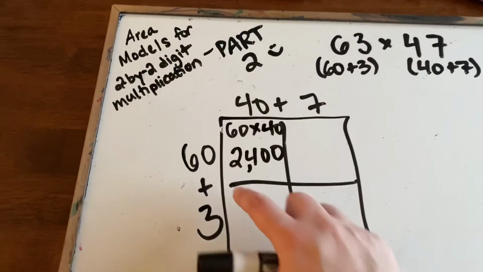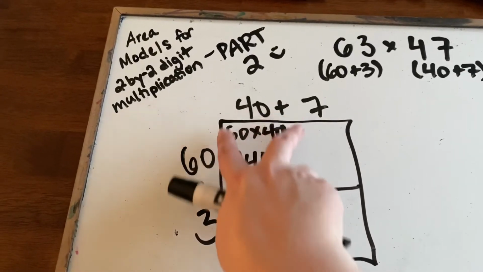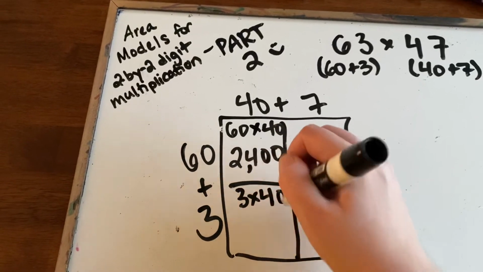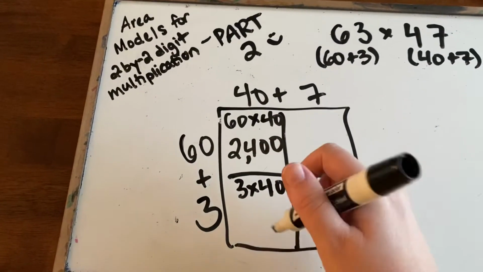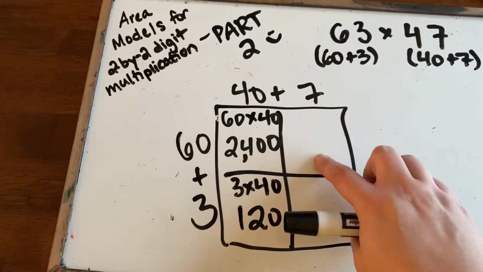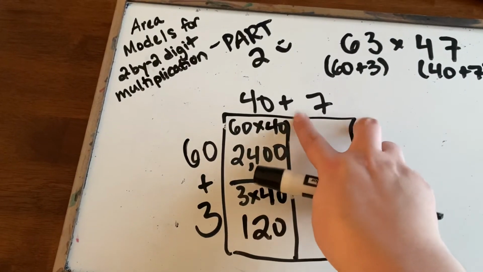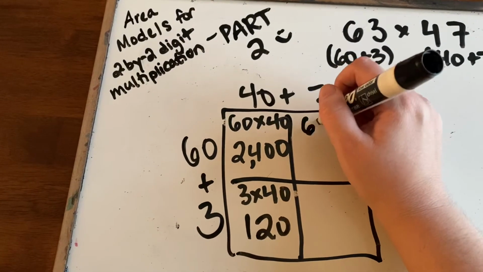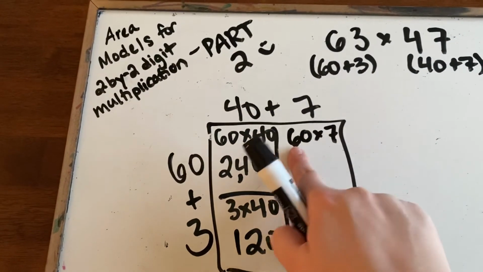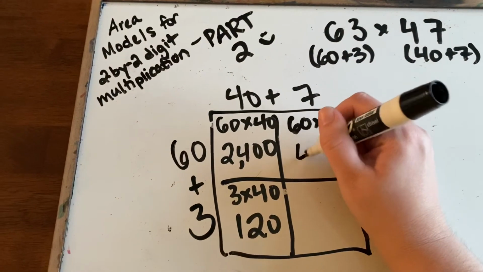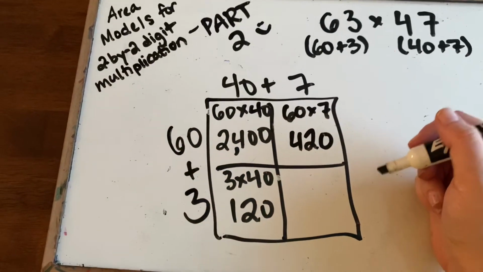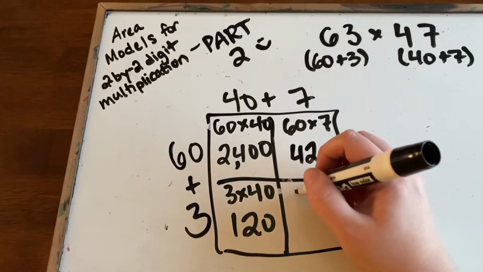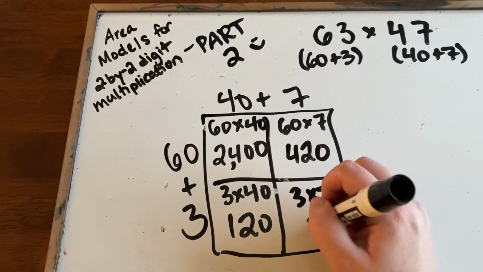Okay. This one is the side times the top. Well, the top's up here, 40. So this one's 3 times 40. 3 times 4 is 12 with 1 zero makes it 120. This box is the side times the top as well. So the side is 60 and the top is 7. So 60 times 7. 7 times 6 is 42 with 1 zero. And this last one is the side times the top. 3 times 7 is 21.